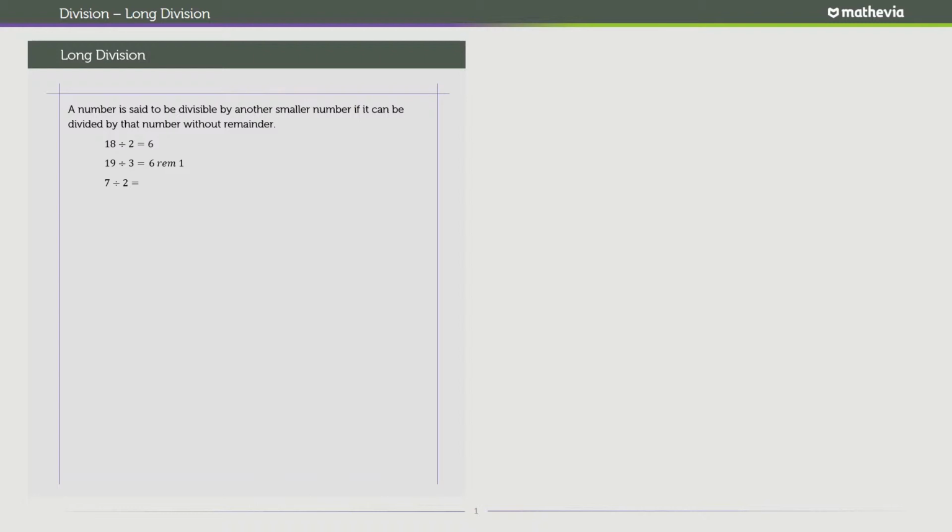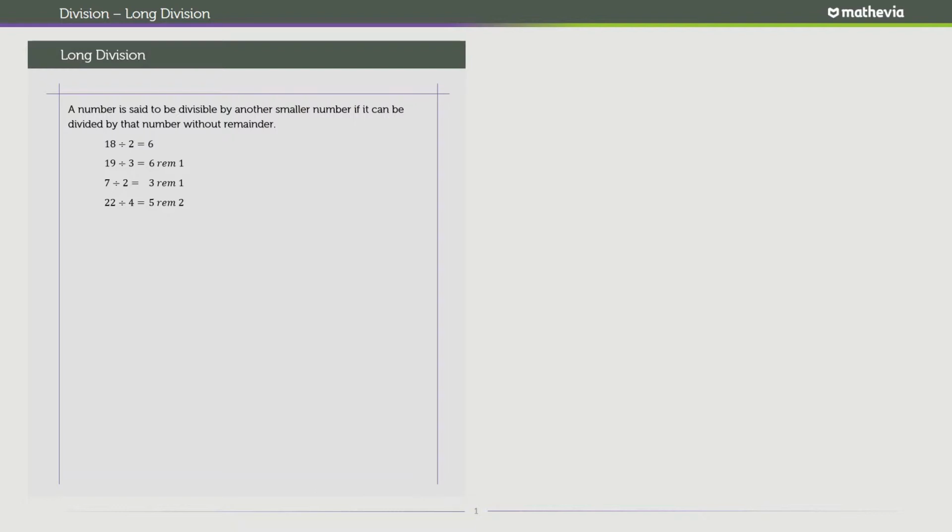Another example, 7 divided by 2. We cannot divide 7 by 2, but we can divide 6 by 2. If you share 7 into 2 places, you have 3, 3, and you're left with a spare 1. So you have 3, remainder 1. The same with 22 divided by 4. We cannot divide 22 by 4, but we can divide 20 by 4. And if you divide 20 by 4, you have 5. And you have 5 remaining 2. So 5 remainder 2.